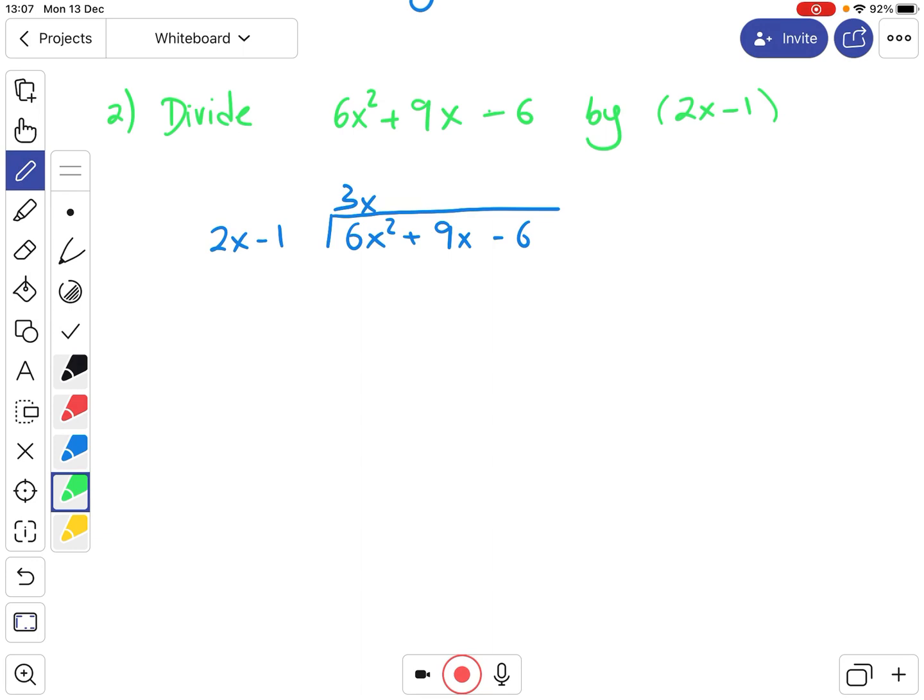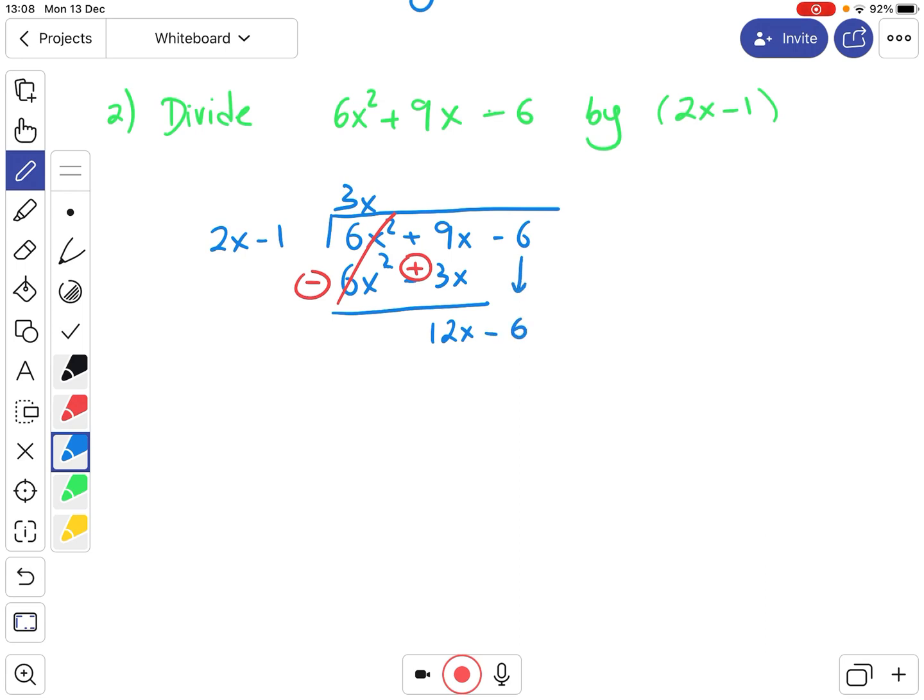And now I'm going to multiply 3x by all of this, and I'm going to write it here. So 3x by 2x is going to give me 6x squared, so we know we're definitely on the right track with that. And then I have to multiply the 3x by minus 1, which is going to give me a minus 3x. I draw my line, and I change my signs. That one happened to be a minus there, so I change it now to be a plus. And now I'm adding 9 and 3, that's going to give me 12x, and I bring down my next part here, minus 6.